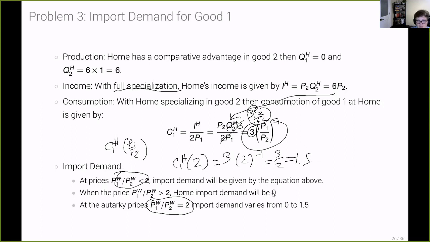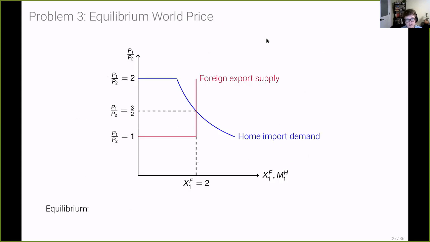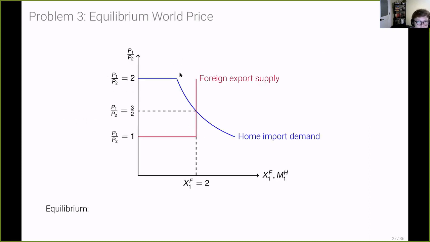If prices get above 2, though, home's import demand is going to be 0. And so at autarky prices, we just need to have something in between these two values. And so import demand is going to vary from 0 to 1.5. Okay, and so we can draw this basically here, just to reiterate. So right here, this is going to be home's import demand. So it goes from 0 to 1.5 when the relative price of good 1 is equal to 2.